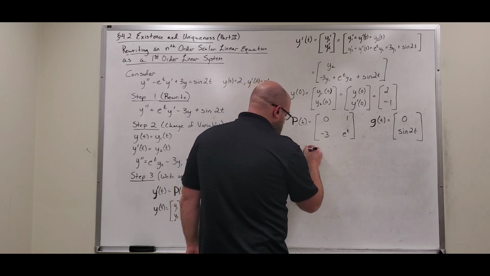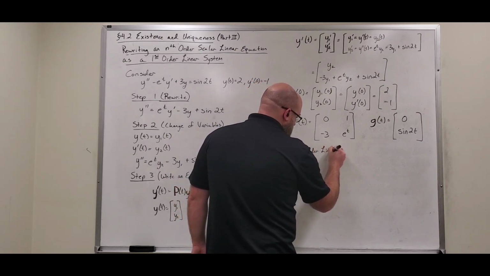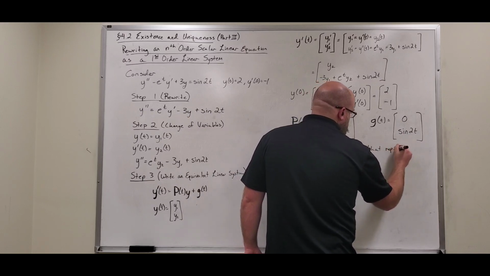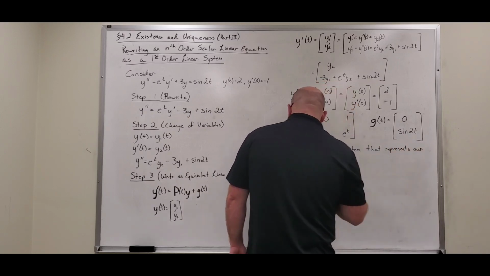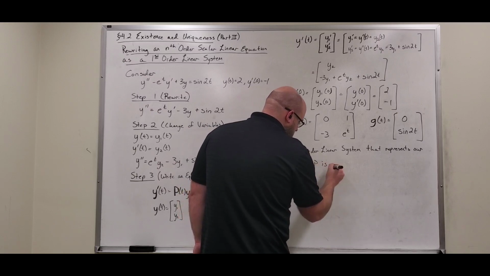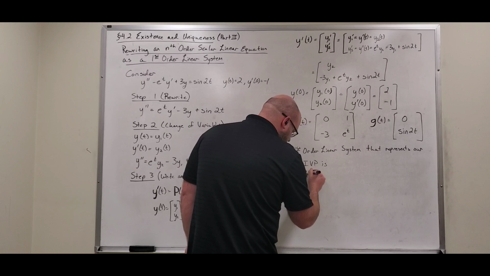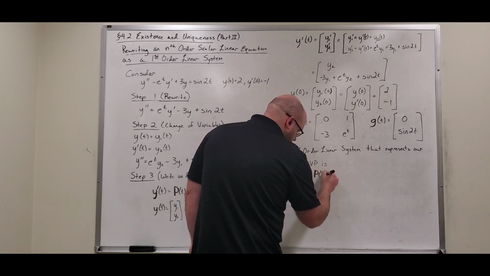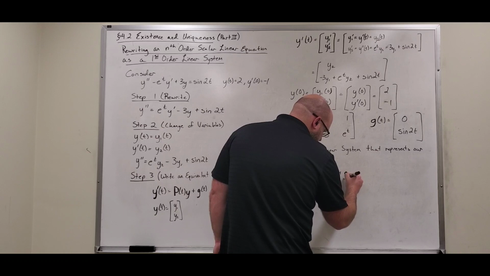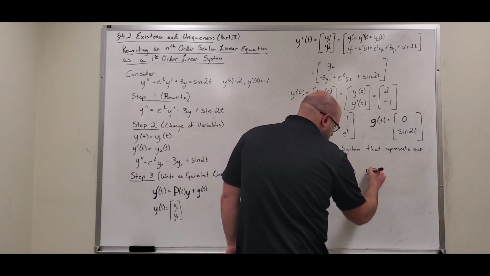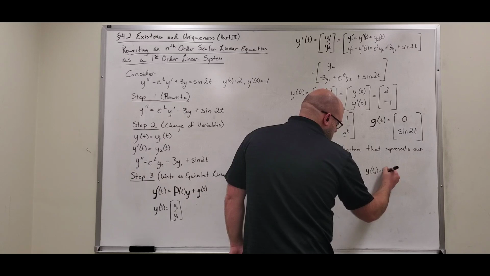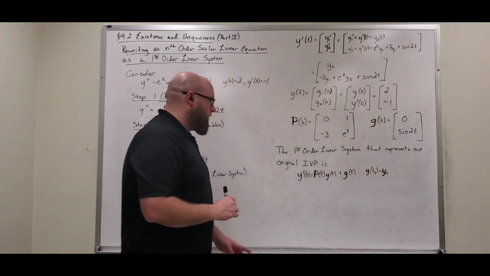So the first order system that represents our original IVP is y prime of t is equal to P of t y of t plus G of t, y of t sub 0 is equal to y sub 0. All right. Defined by the following matrices.